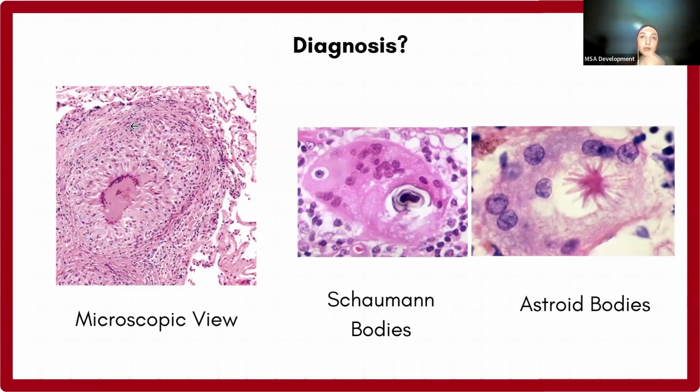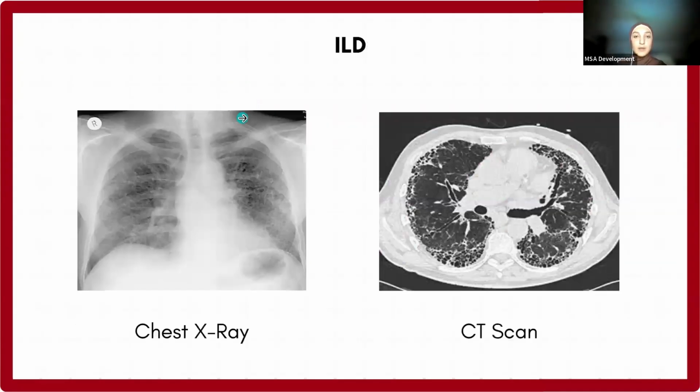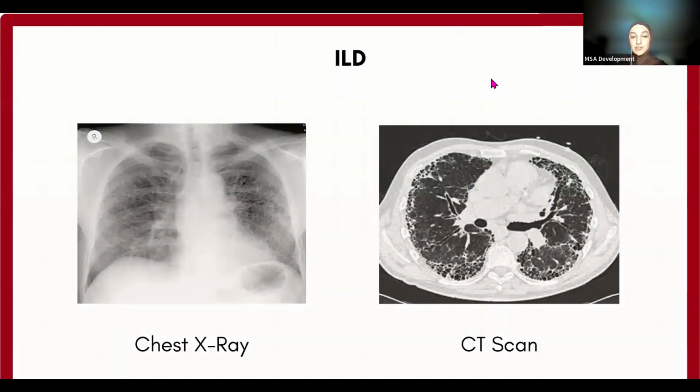Okay, so it's a non-caseating granuloma plus giant cells. Main thing in sarcoidosis. Okay. Now, under interstitial lung diseases, we have findings under chest X-ray and under CT scan.